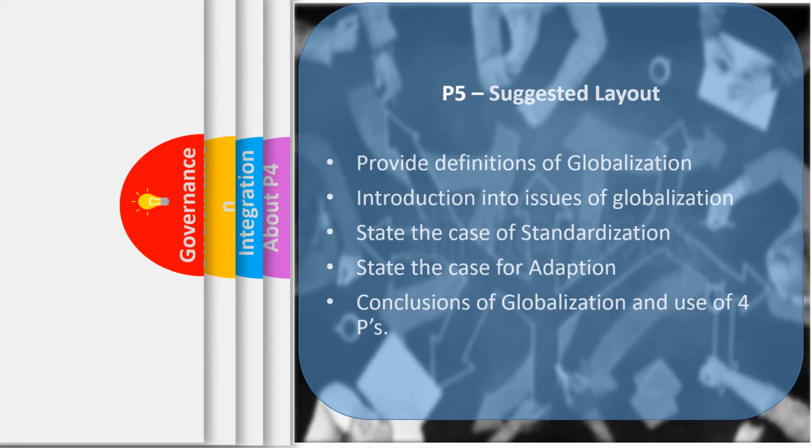So I'm suggesting, this is not definitive, you can come up with your own way of answering this question, but I'm suggesting that we lead into this firstly by looking at some definitions of globalization, and then go a little bit deeper in terms of some of the issues of globalization, and then we state the case for standardization and we state the case for adaptation. So what should we do? And then after that, maybe give some company examples, conclusions of globalization, and maybe the use of the 4Ps.